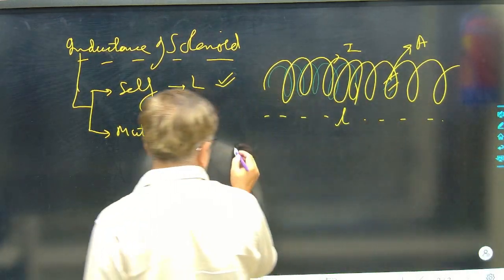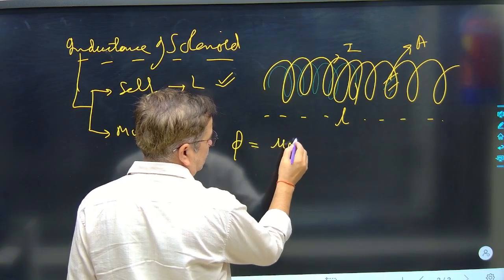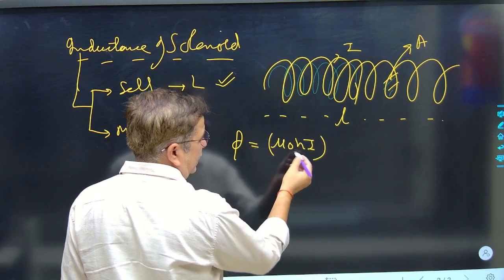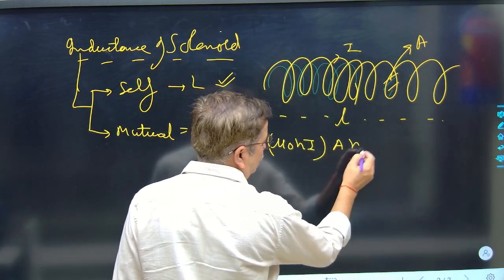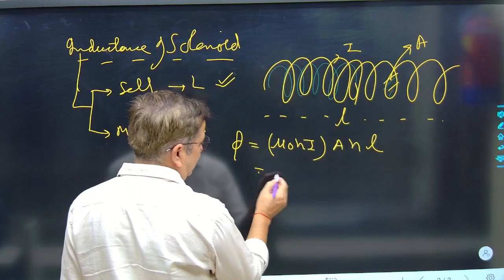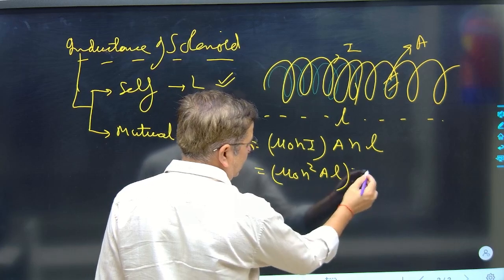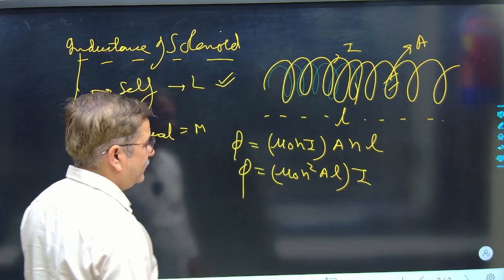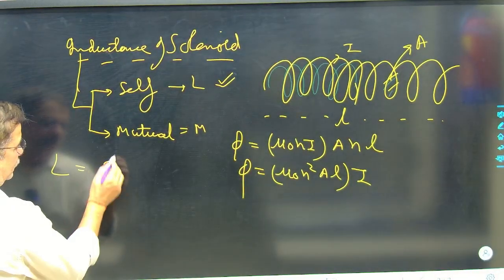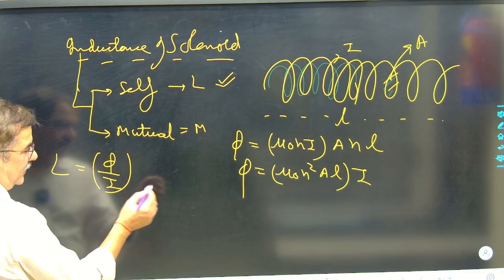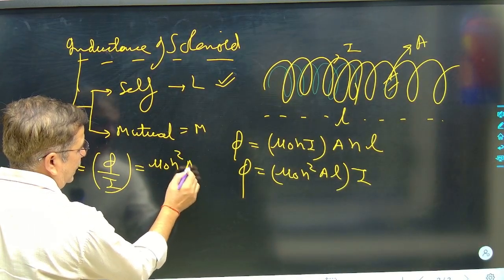So the flux associated with this, phi: first of all the magnetic field B is mu naught N into I. This magnetic field acts over the area of one loop, A, and the total number of loops is N into L. So we get phi = mu naught N square A L into I. Now if I relate the self inductance L, it is phi over I. So we get L = mu naught N square A into L.